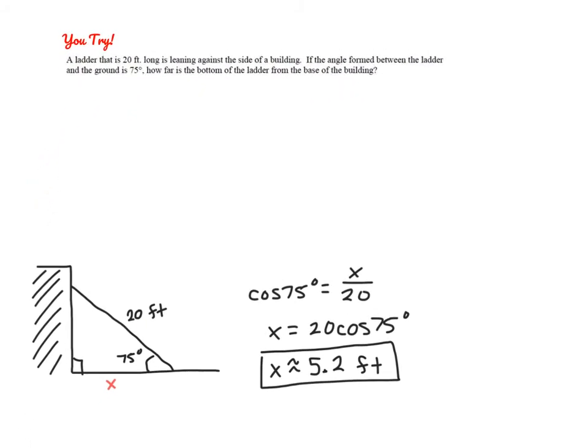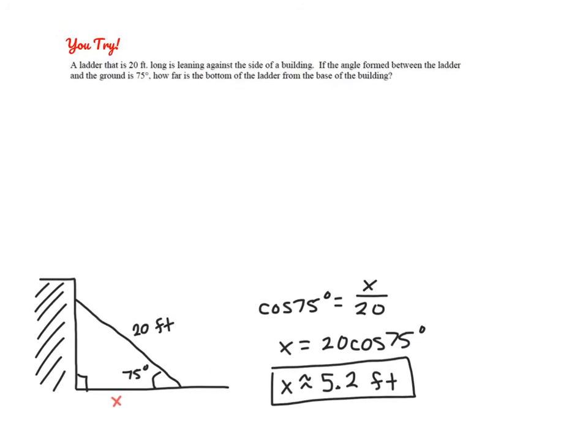Okay, so for this one, it says that a ladder that is 20 feet long is leaning against the side of a building. So I drew on my building, here's the ground, it should be a right angle. So here's my ladder and it's 20 feet. If the angle formed between the ladder and the ground, so this angle, which is an angle of elevation, is 75 degrees, how far from the bottom of the ladder to the base of the building?